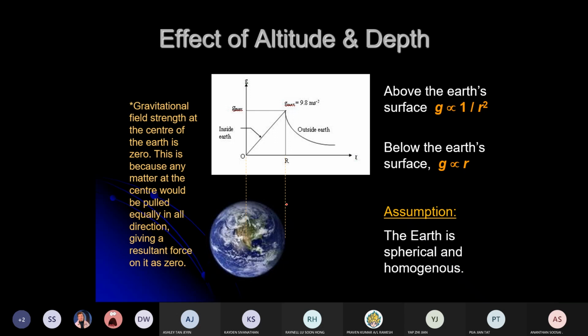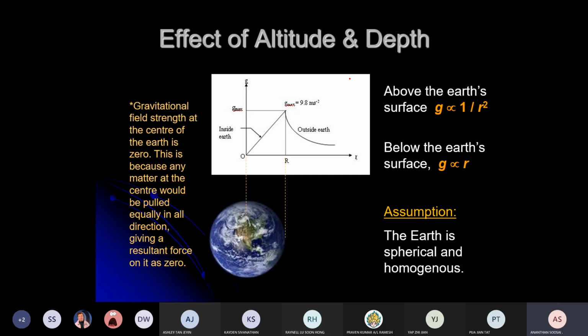Okay. Any questions? First one, anybody? No questions, eh? So in the exam, not even once have they asked about what is happening inside the Earth. Always they ask how gravity changes outside, with altitude. So outside the Earth, how the graph is going to change is very important for you to remember. Okay, g is inversely proportional to r squared.